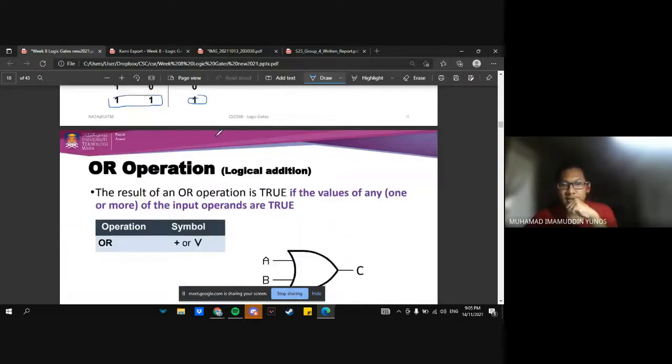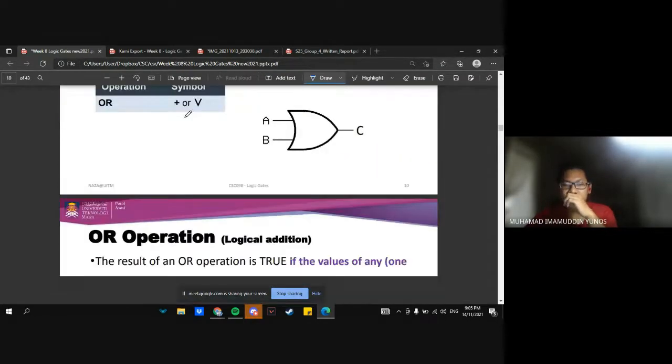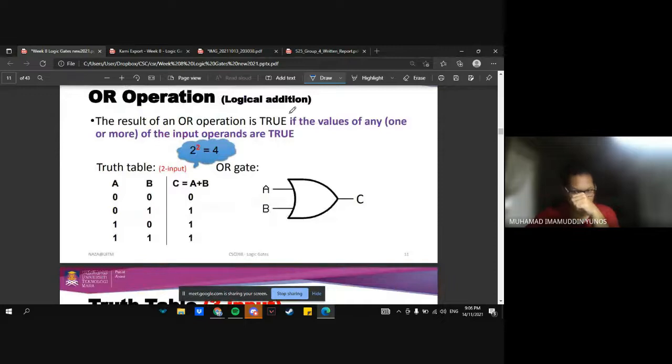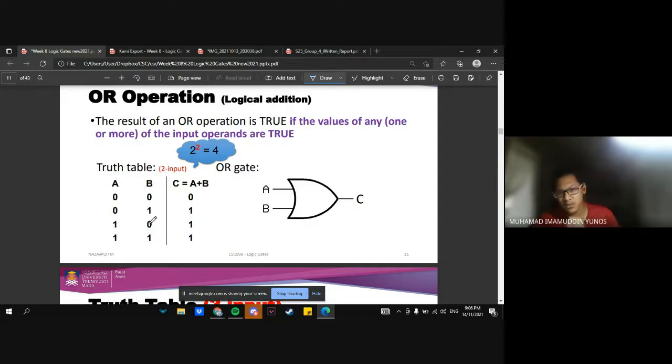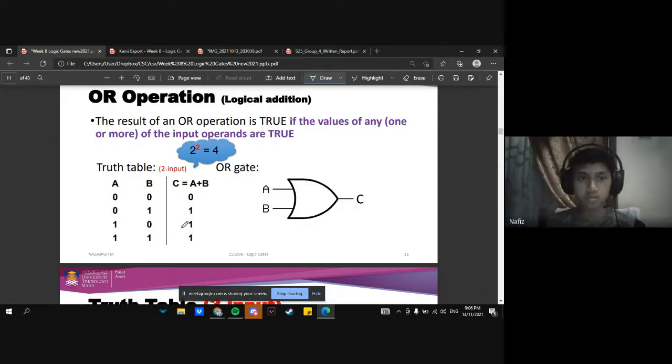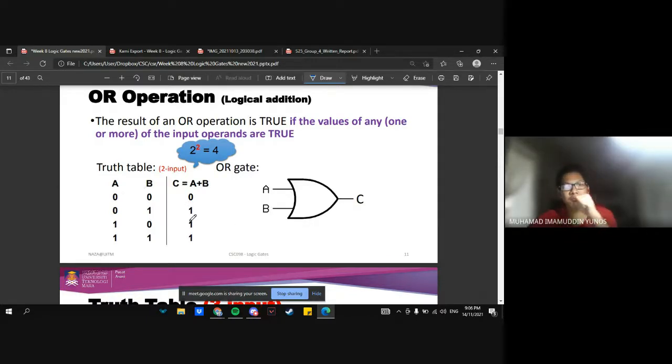For the OR gate, the OR operation results in the output becoming true if either one of them is true. You can see the example here. Even though A is 0 while B is 1, the output is 1. And A is 1 while B is 0, the output is 1. So it's different from the AND operation.